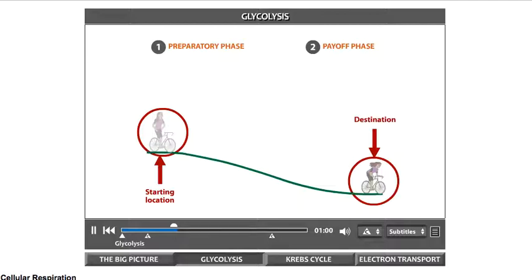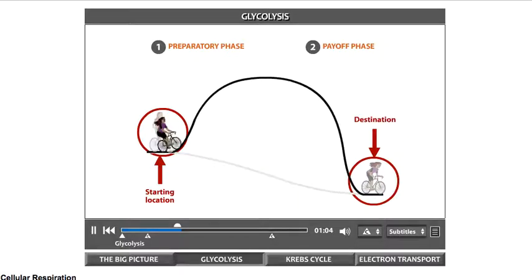But sometimes, to reach a downhill spot, the cyclist must first go uphill, investing energy to get to the top of the hill. But on the way down, the cyclist gets back most of that energy investment, along with the reward of a longer ride.